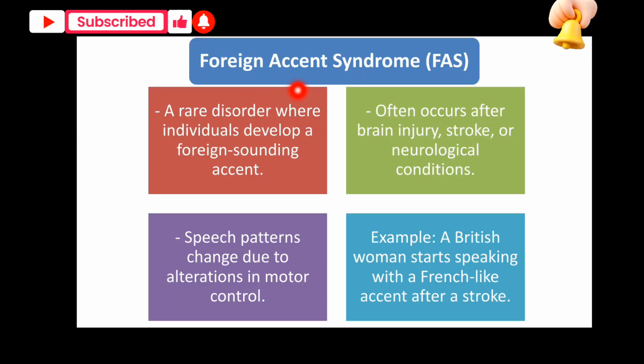Now foreign accent syndrome, that is called FAS, F-A-S, a rare disorder where individuals develop a foreign-sounding accent. It often occurs after brain injury, stroke, or a neurological condition. Speech patterns change due to alterations in motor control. For example, a British woman starts speaking with a French-like accent after a stroke. You adopt a foreign accent because of this stroke.